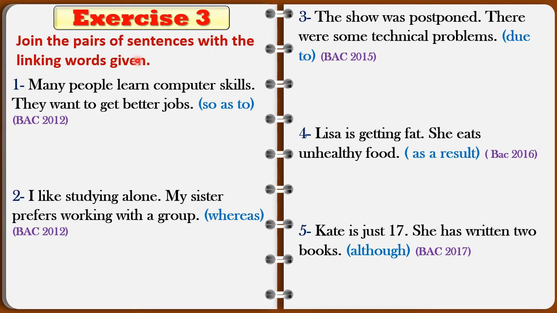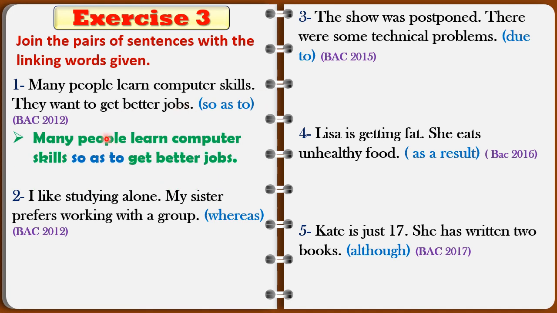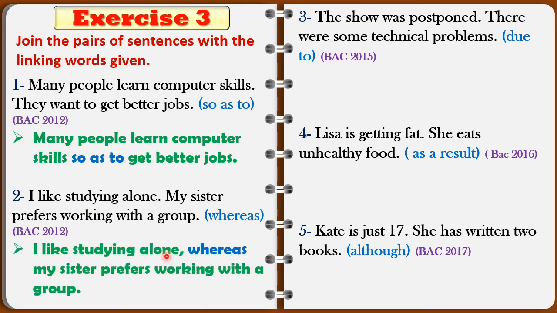Join the pairs of sentences with the linking words given. We have here two sentences. جملتين يجب أن نربط بينهما باستعمال الرابط أو linking word بين قوسين. بكالوريا 2012. أوقف الفيديو. You pause the video and do the exercise. Number 1. Many people learn computer skills so as to get better jobs. Purpose plus verb in infinitive. They want to نستعين ب they want to and we put so as to. Number 3. I like studying alone, whereas my sister prefers working with a group. Whereas بينما.